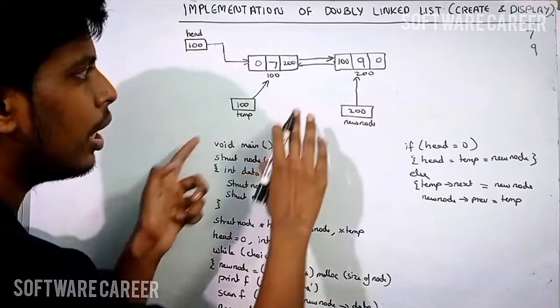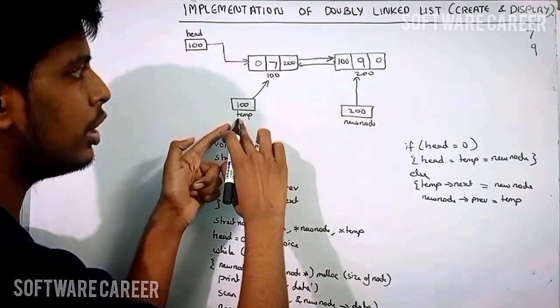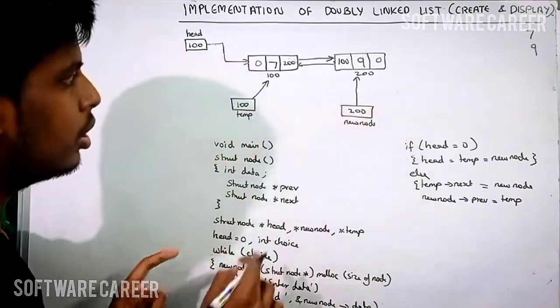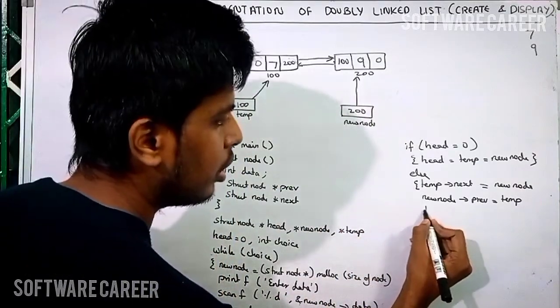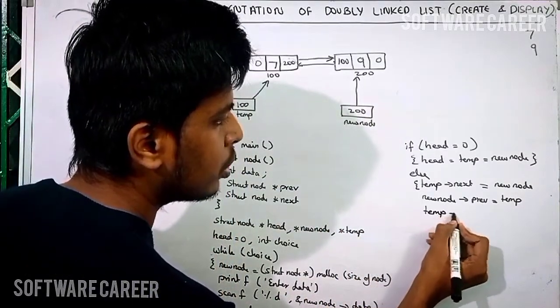Now see, after creating, you should move the temp pointer to the next node. Now see, I am writing the code. Temp equals to new node.